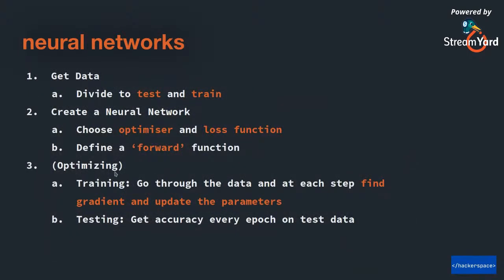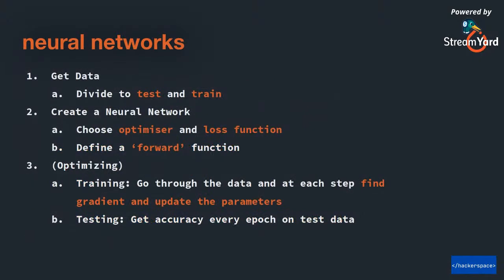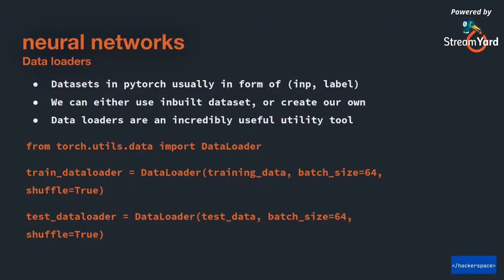The third and final step is optimizing, right? That is training. We go through the data at each step, find the gradient and update the parameters. Simple. And testing, we get the accuracy. So this is the very simple roadmap we're going to be following throughout. Next, we have data loaders. Now, data loaders are a utility function in PyTorch, right?